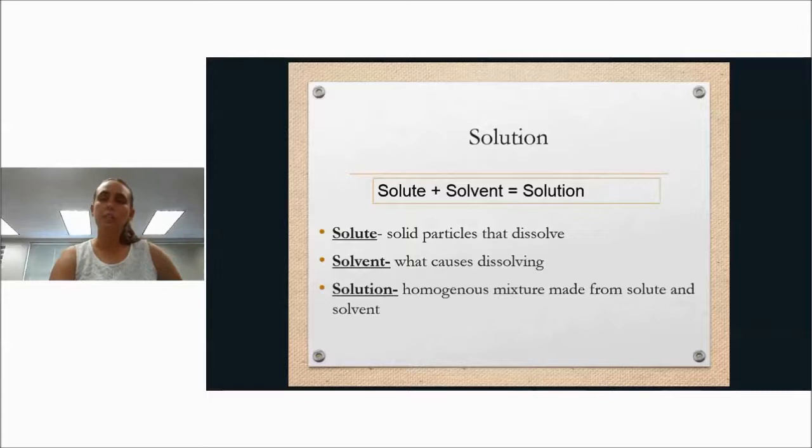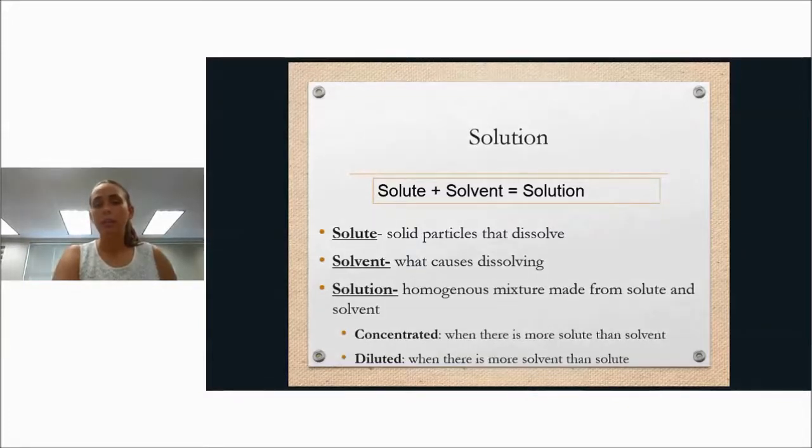A solution is a solute plus a solvent. A solute is a solid particle that dissolves, like salt, sugar, anything of that nature. The solvent is what causes the dissolving. And remember that water is the universal solvent. So most of the time, the solvent will be the water.